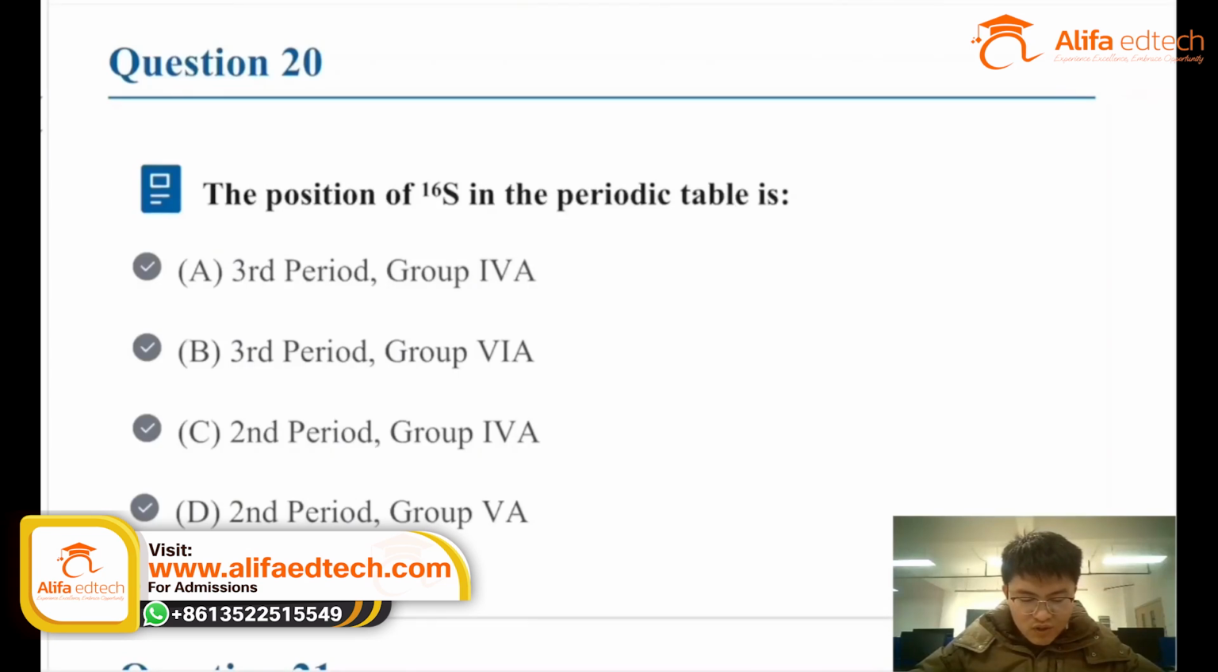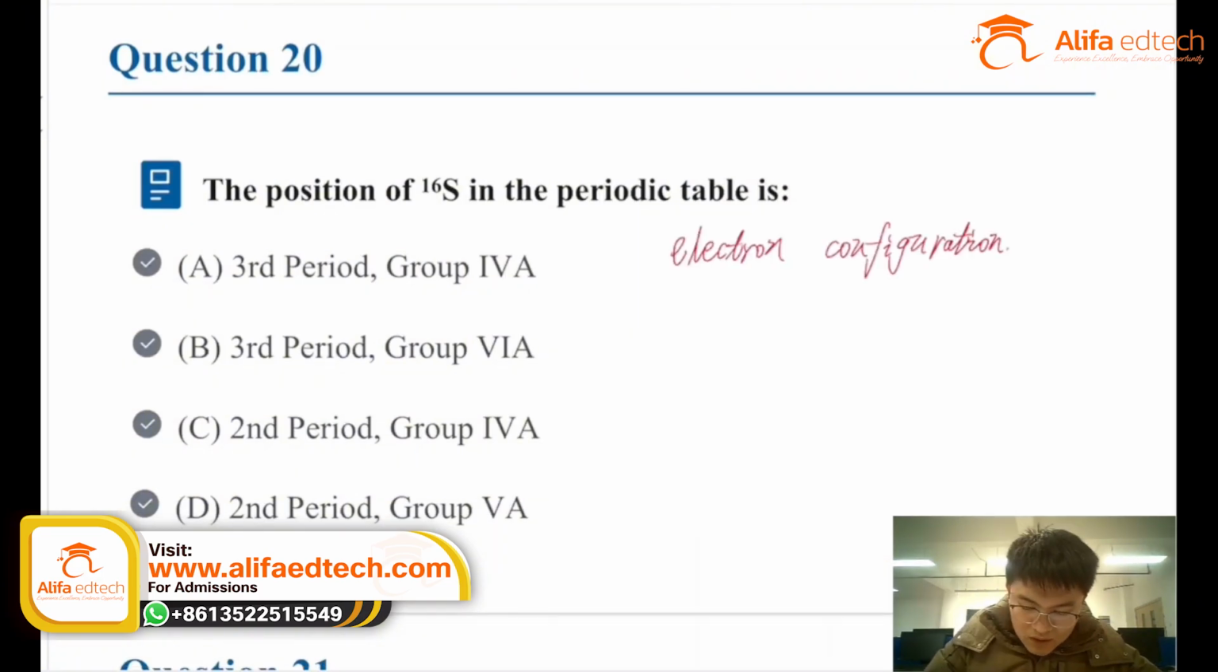Question 20. The position of sulfur in the periodic table is... then we need to know the electron configuration of this element. The electron configuration: sulfur is number 16. Its extranuclear electron configuration is 2, 8, 6. After writing out the electron configuration, we can arrange the number of electrons in each layer.